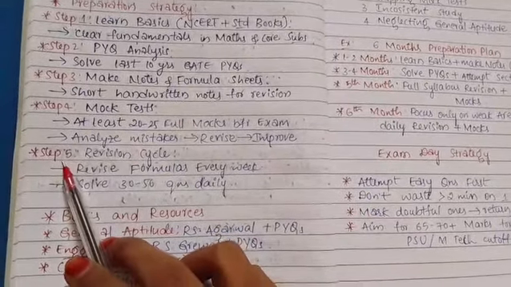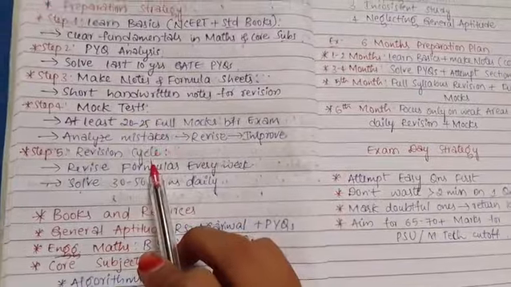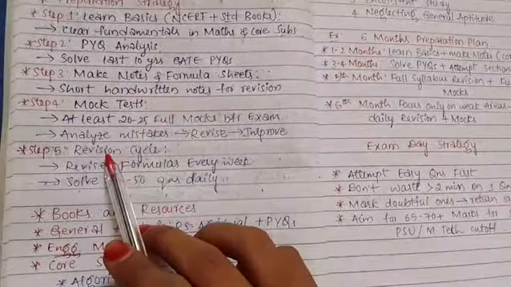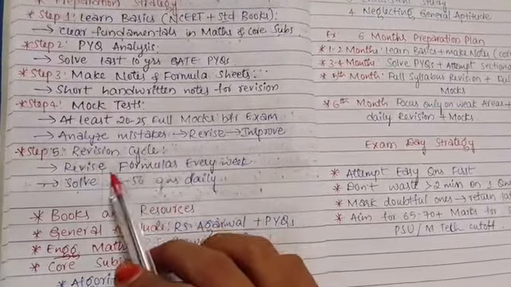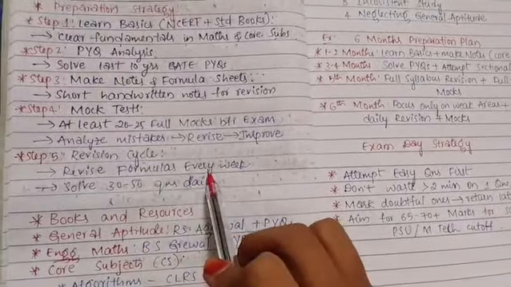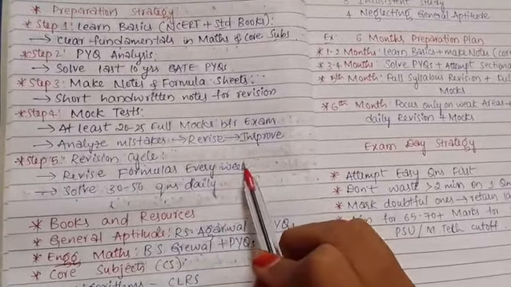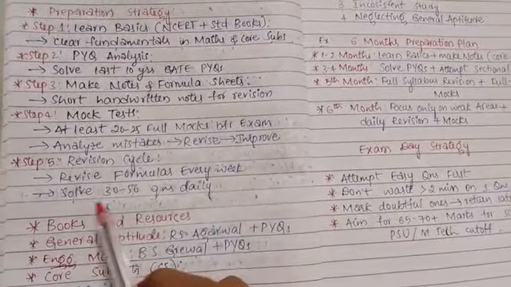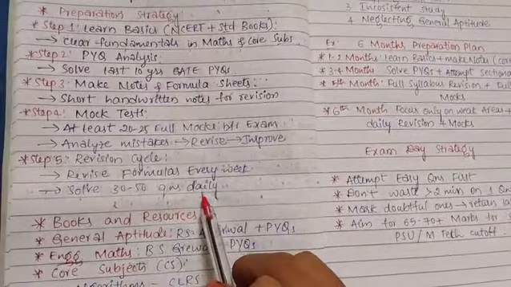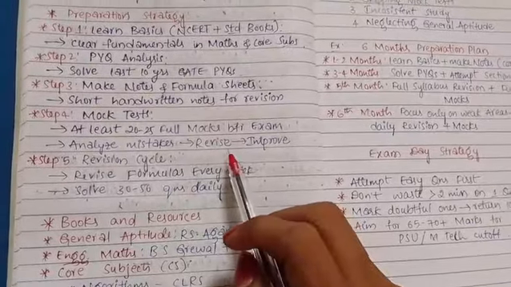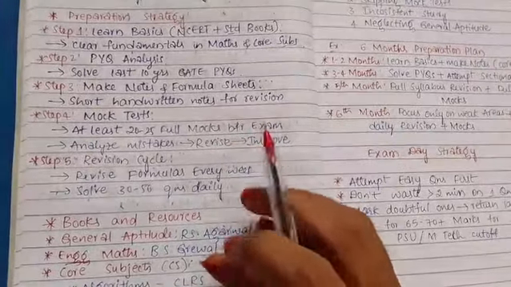And the fifth step is the revision cycle. Whatever you study, you have to revise at the end of the day. Revise formulas every week, then only you will be able to remember everything. Solve 30 to 50 questions daily. Try to solve more and more questions daily. Then only you will get it.